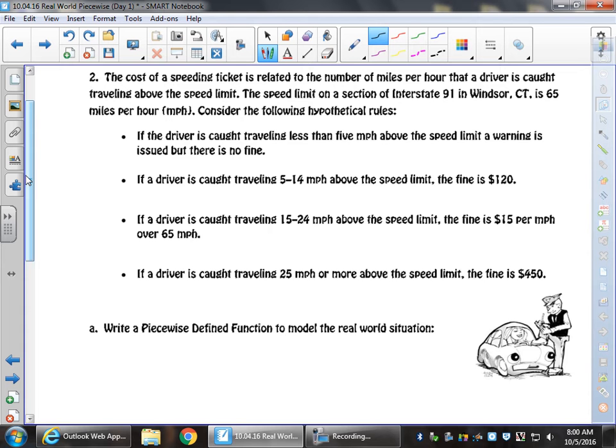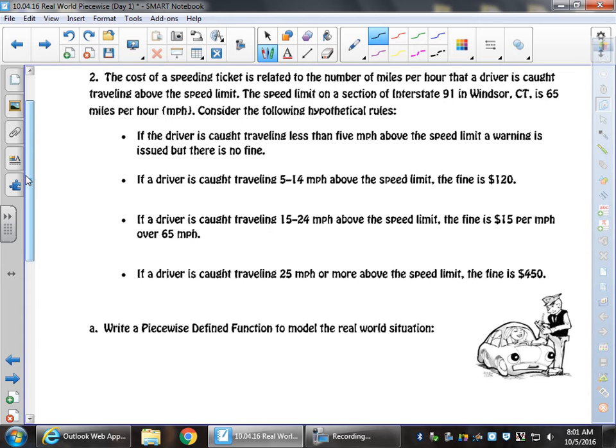If the driver is caught traveling less than 5 miles per hour above the speed limit, a warning is issued. There is no fine. If a driver is caught between 5 and 14 miles per hour over, the ticket is $120. For 15 to 24 miles per hour above, the fine is $15 per mile per hour over 65. And if a driver is caught traveling 25 miles per hour or more, it's a $450 fine. Woo! That's a lot of money. So how many pieces? Yes, Cassidy?